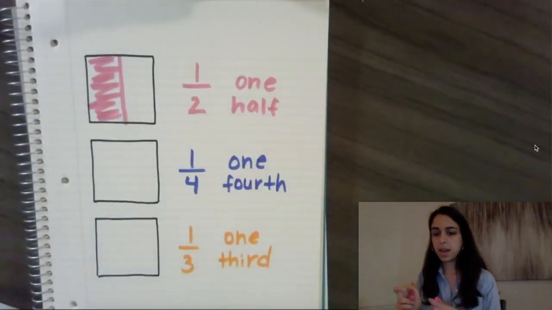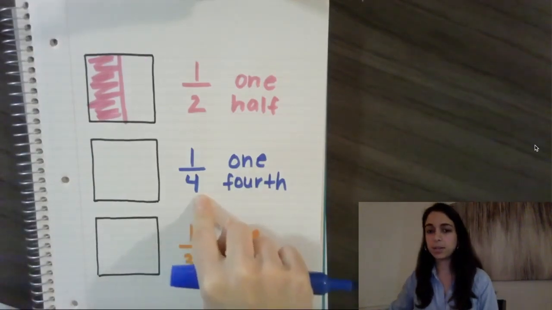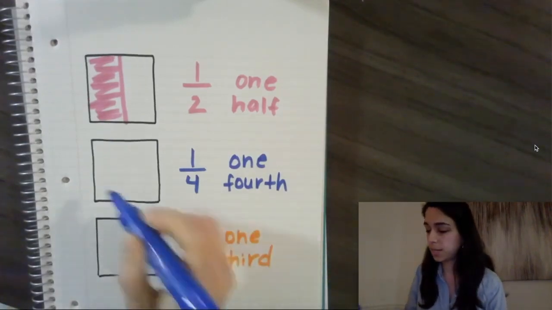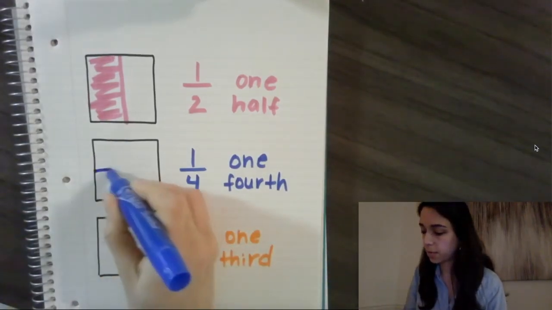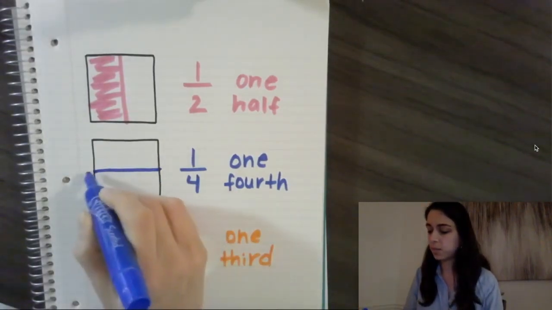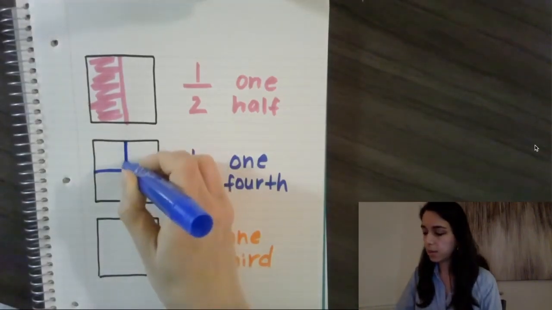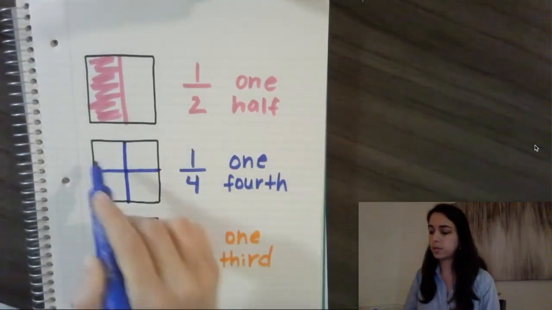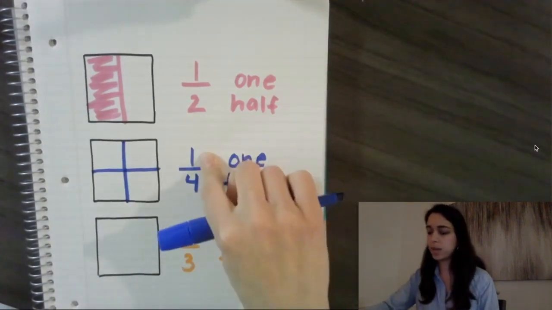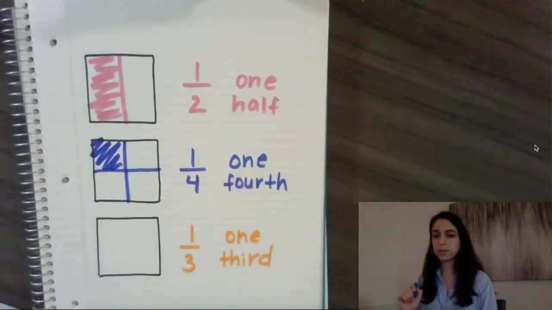Okay, now let's do a 1/4. So the denominator, the number on the bottom, tells us the total number of equal parts we need. I'm going to say that word equal over and over again this week because it's really important when we're talking about fractions. So I did 1 line down the middle. Right now I have halves. I'm going to do another line this way to make it fourths. So 4 equal parts. And the numerator is 1 because I want to show 1/4. So I'm just going to color in 1 of those parts.